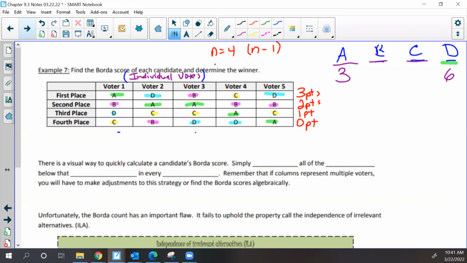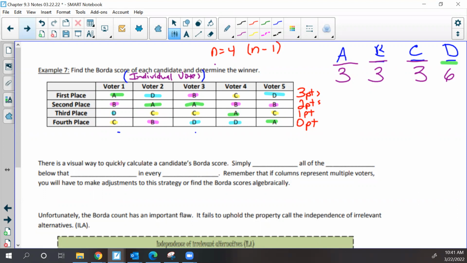Candidate B got 1 first place finish from voter 3. So I put 3 points in their column. And this is just like what we did in the rank method. And voter C is another 3 points. And I've awarded all the first place finishes and points for the first row. So now I go to second place, and each second place finish is worth 2 points.